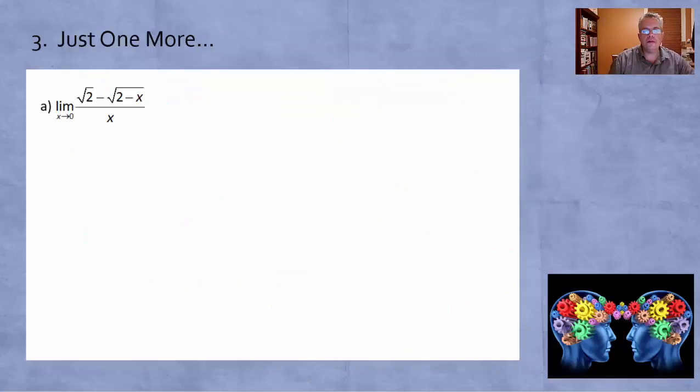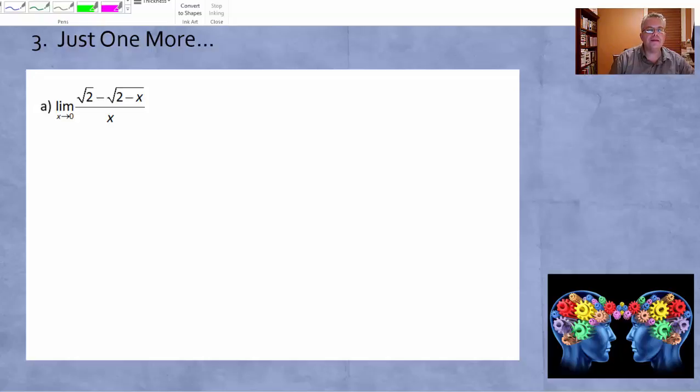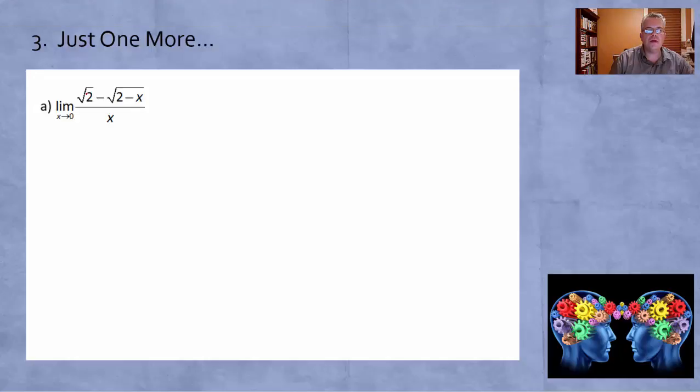All right, I got one more. I picked this one because it's slightly different. Same technique. We wanted to rationalize the numerator. That means get rid of the square root part. And we do that by multiplying by the conjugate. So as x approaches 0, the numerator is approaching square root of 2 minus square root of 2, which is 0. The denominator is approaching 0. Here we go. Multiply by the conjugate.